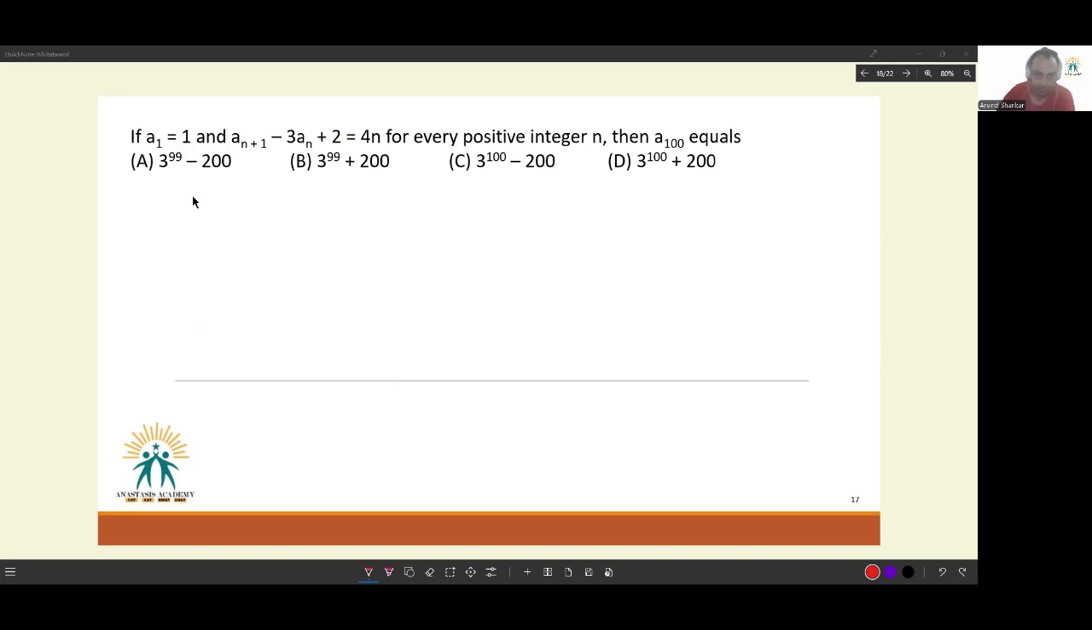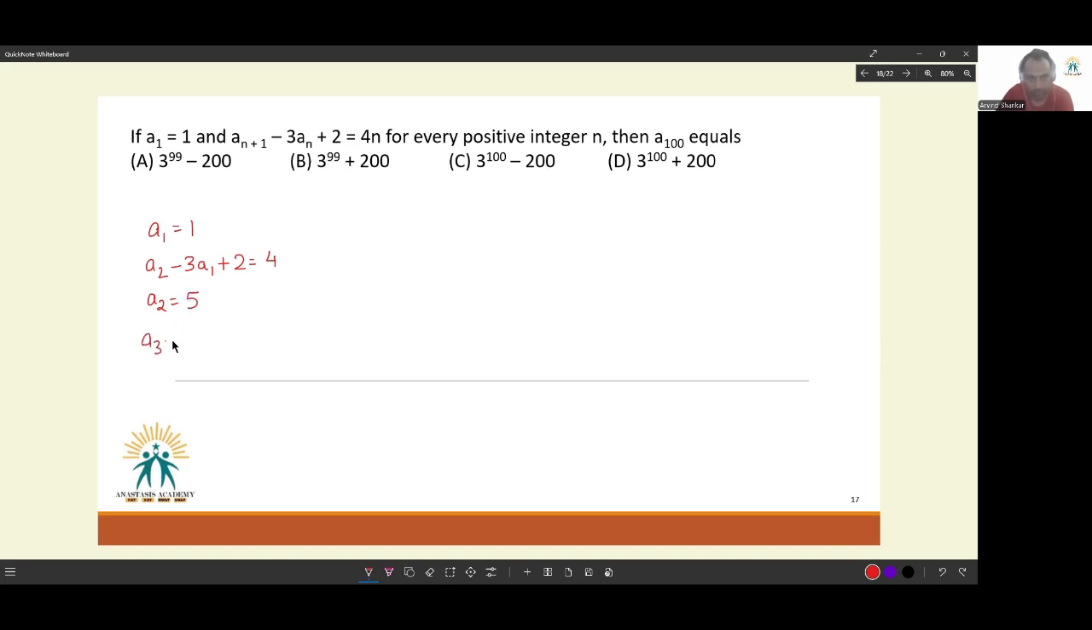A1 is equal to 1. And a(n+1) minus 3 times a(n) plus 2 should be equal to 4n. Let's say a2 minus 3 times a1 plus 2 should be equal to 4. Or can I say a2 is equal to minus 3 plus 2, so minus 1. a2 is equal to 5.